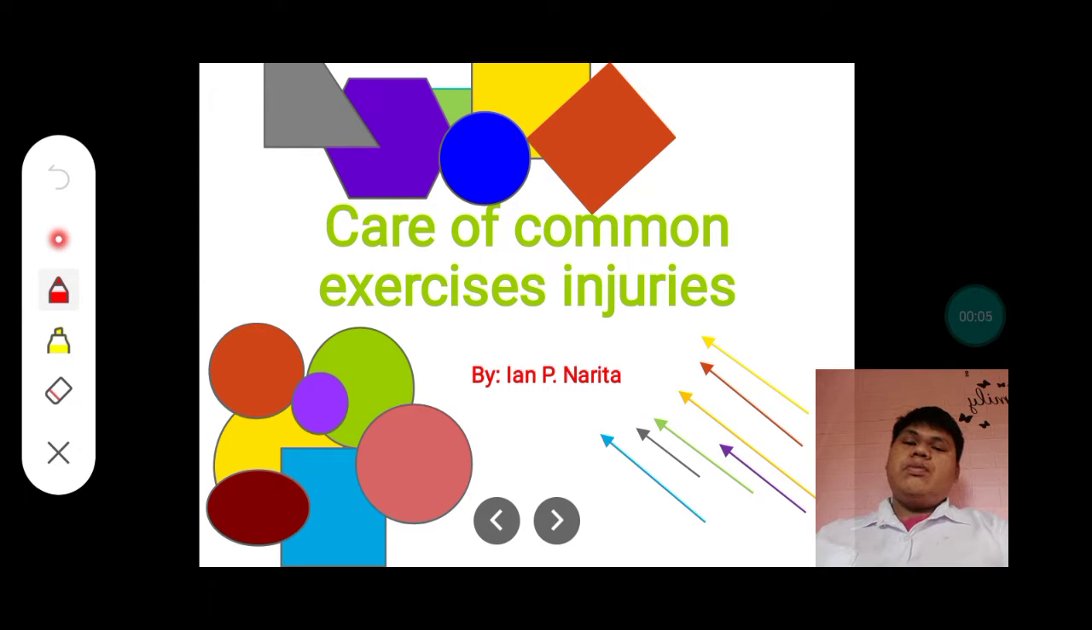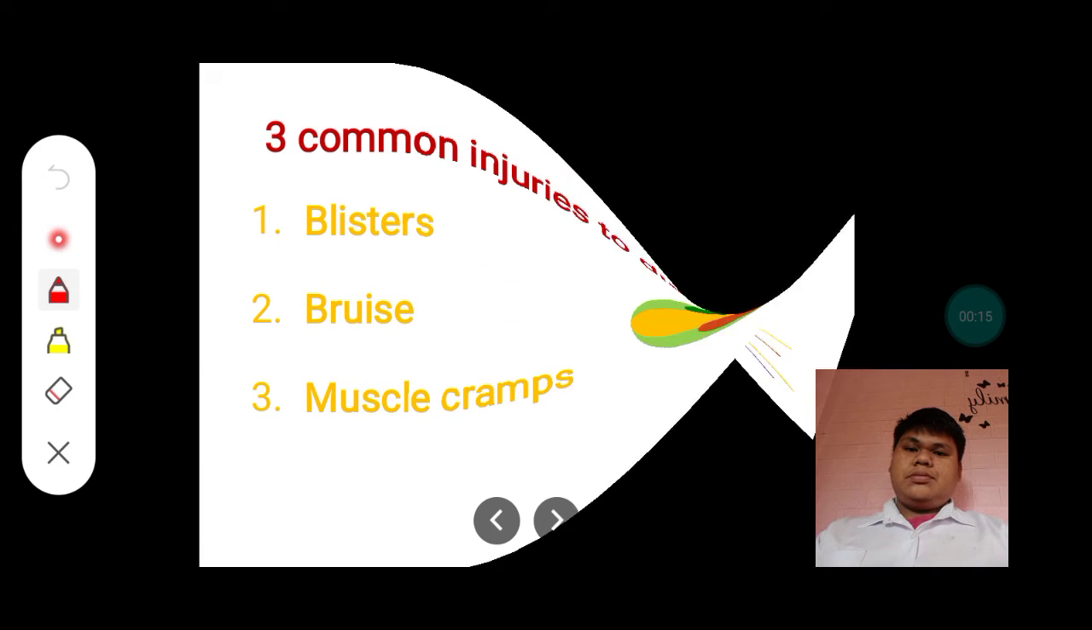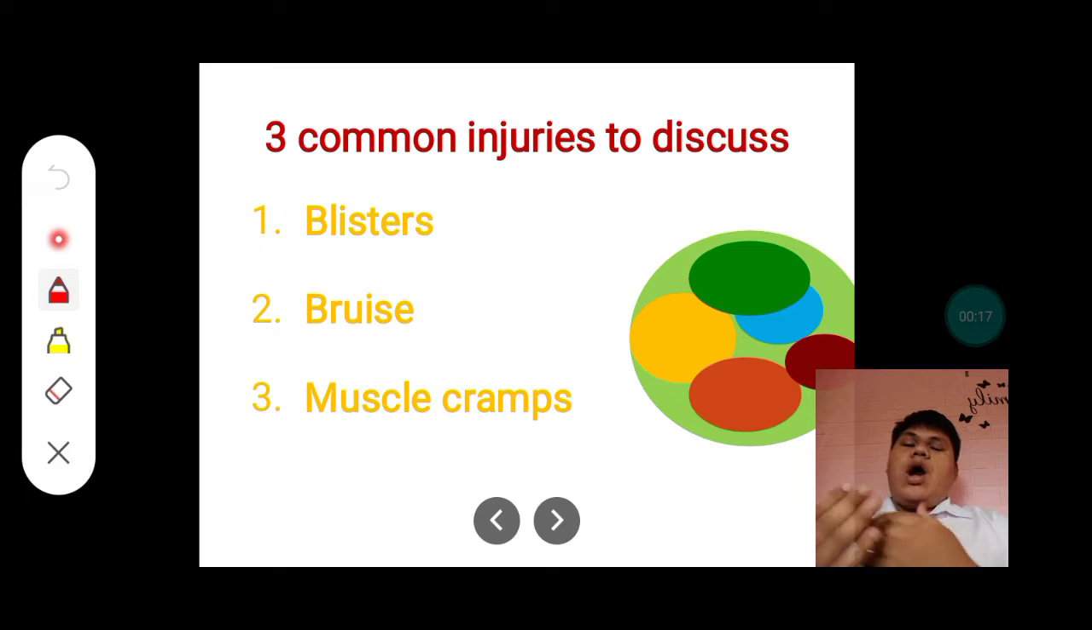Today I'm going to report on the care of common exercise injuries. So let's start. I will be discussing three common injuries. Number one, blisters. Number two, bruises. Number three, muscle cramps.